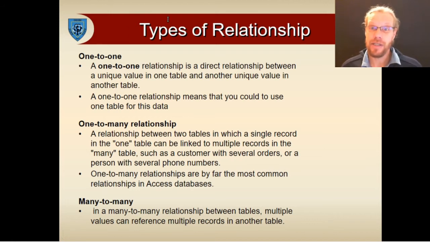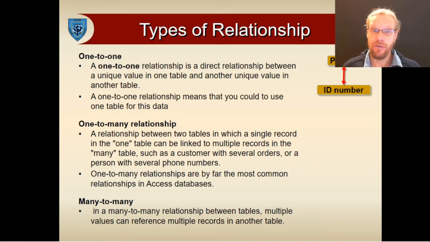There are three basic types of relationship you can have between sets of data. One-to-one relationships mean the values on each side of the relationship can only apply to the value on the other side of the relationship. For example, a person and an ID number. Each person will have a unique identity number, and each identity number can only apply to one person.